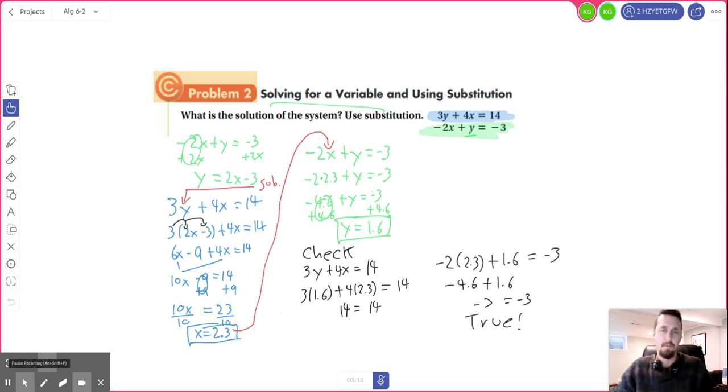So you really should plug it into both equations. Because each equation is a line, and we're looking for where they intersect. Saying that it is true says that that is a point on one of the lines. Saying that it is true for both equations says that it is the point where the equations intersect.